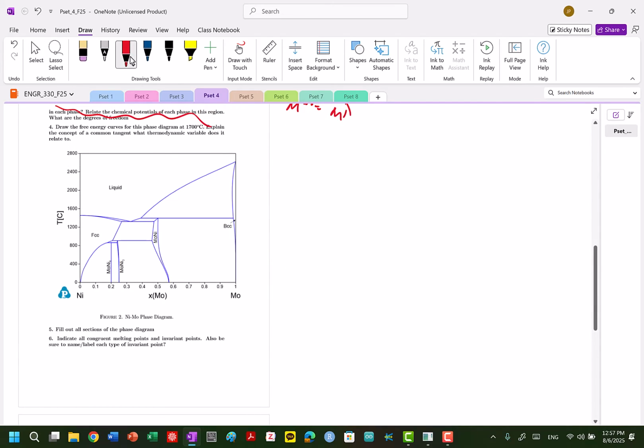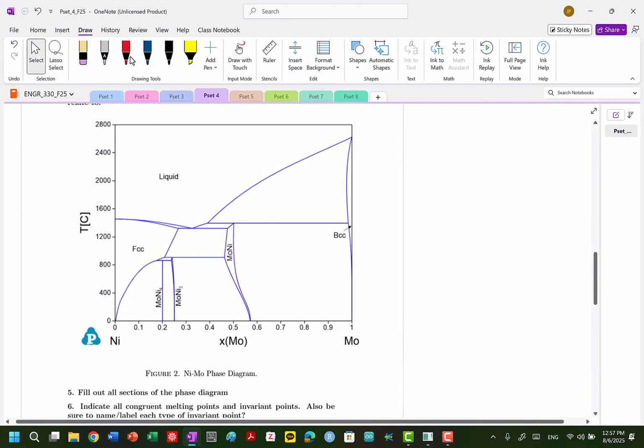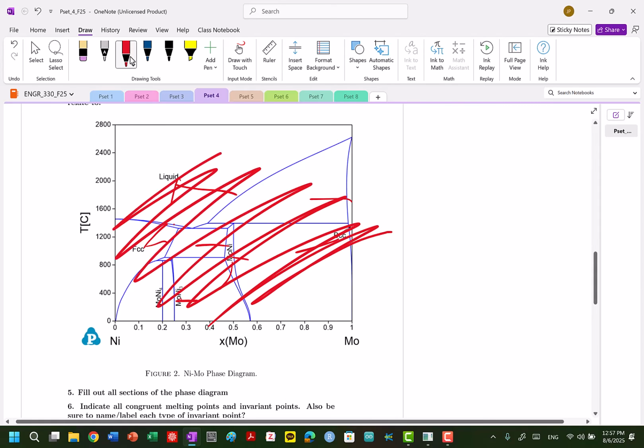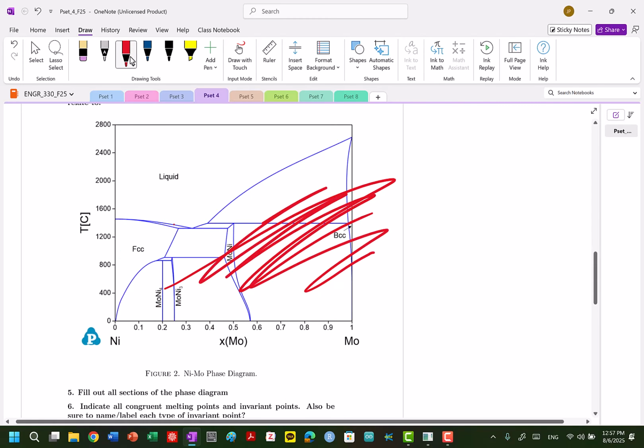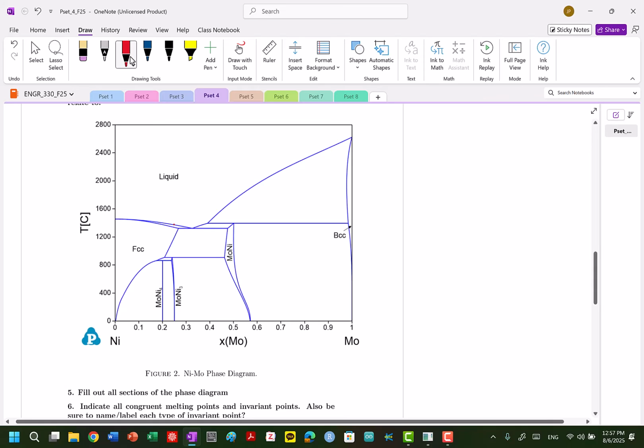So let's go to the next problem. Fill out the phases. So same idea. Here will be FCC in liquid, liquid plus BCC, and so on, this plus this, this plus this. You get the picture. But again, I need you to write that all out. But we've done it enough. You kind of get the idea. Congruent melting point here, and that is it.